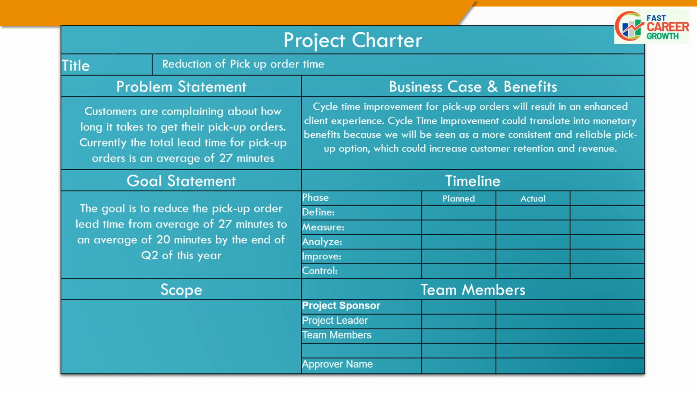Scope. Process start: customer places an order for pickup. Process end: customer picks up the order at the location. Out: no new staff or technologies. In: job descriptions, layout, process steps. Timeline. Define all timelines of each phase, such as define, measure, analyze, improve.